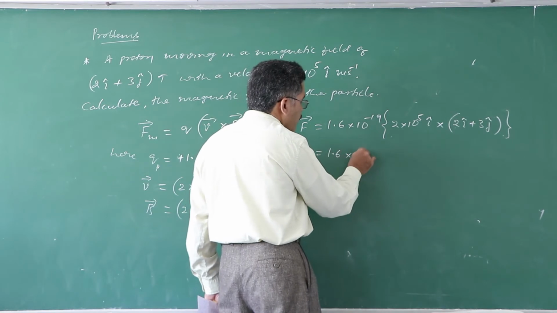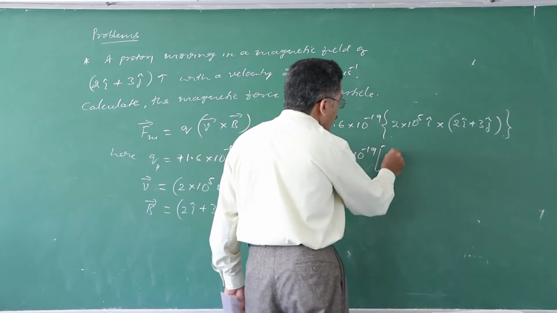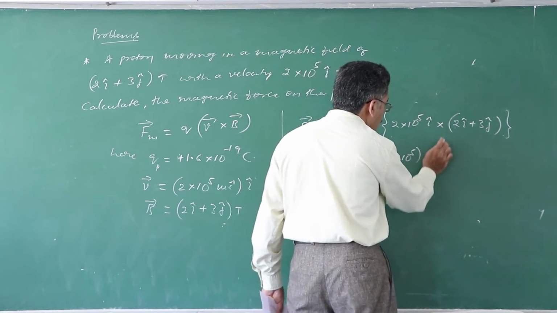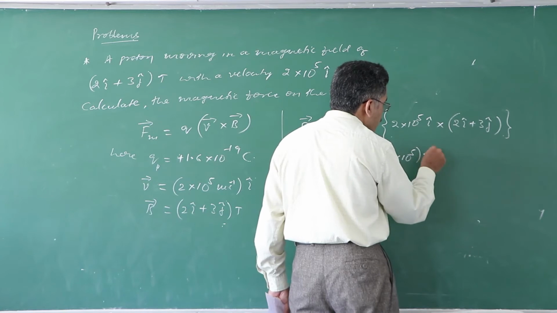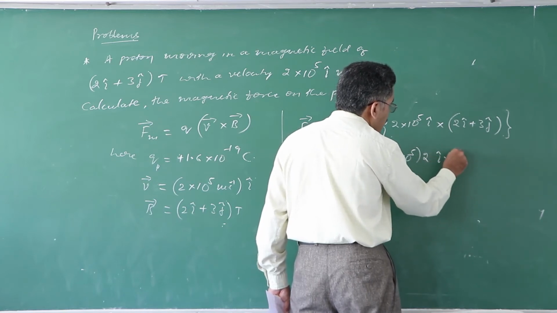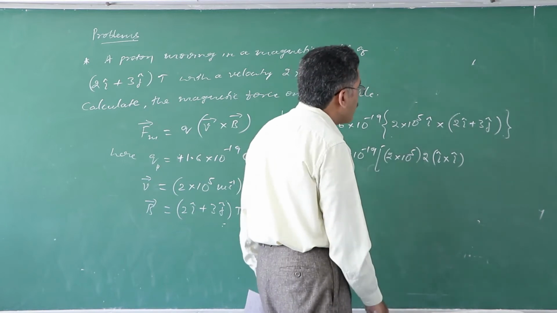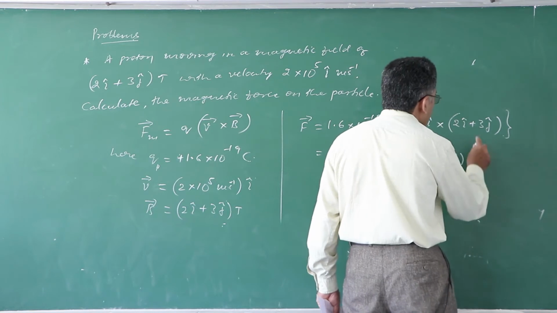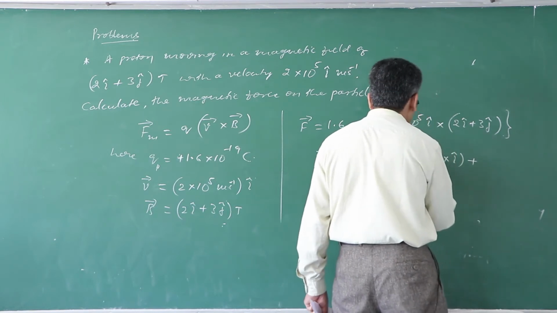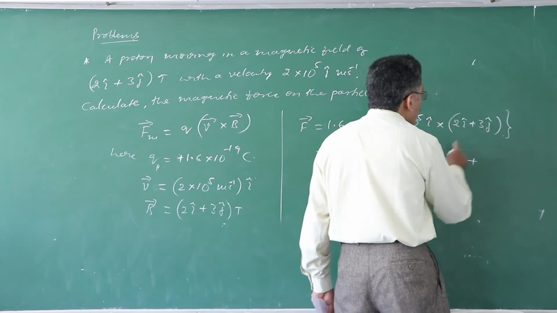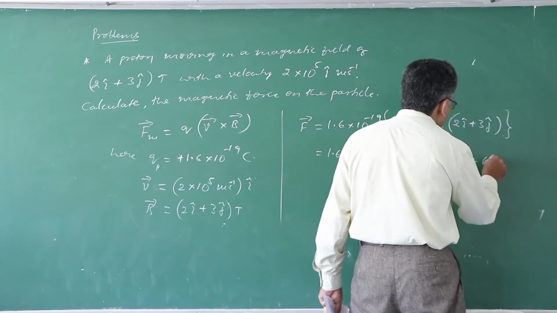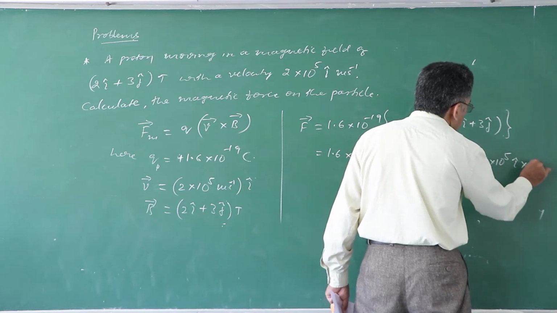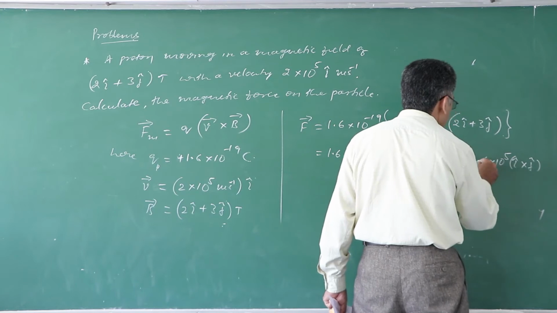(1.6 × 10^-19) × 2 × 10^5 î × 2 î, plus 2 × 3 — so let me directly write a 4 here — 2 × 3, 6 × 10^5 î × ĵ.